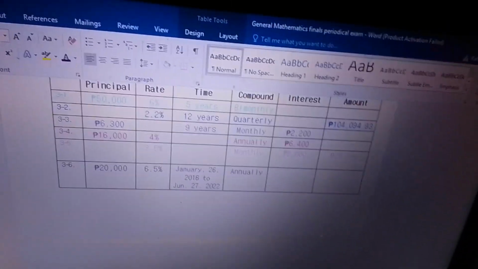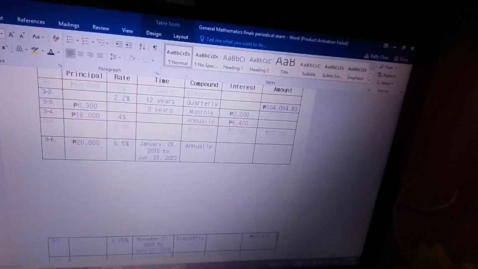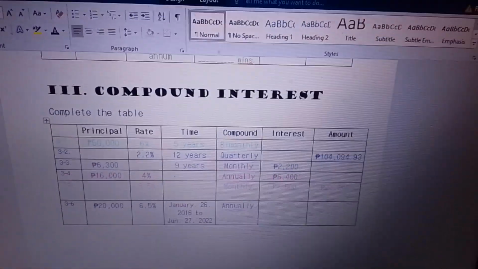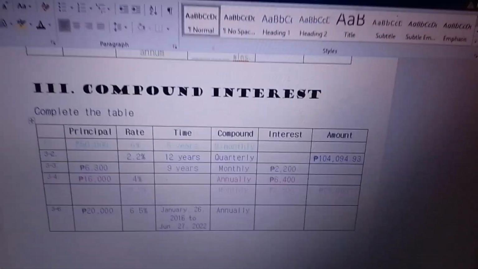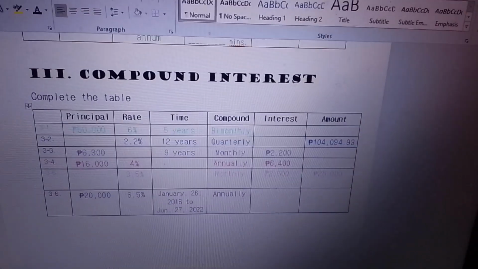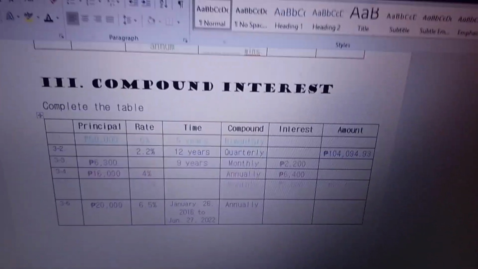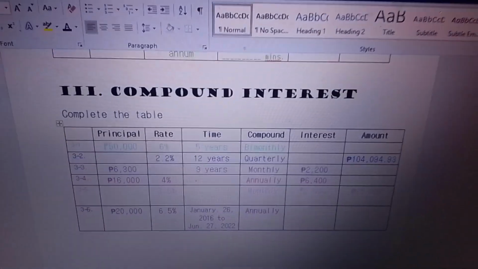Okay, let's start with compound interest. So we are now here. We've already done simple interest. So far, so good. Now we are moving on to the concept of compound interest. You know what to do. All you have to do is complete the table and you're on your way. Get it? Now here's how we do it.